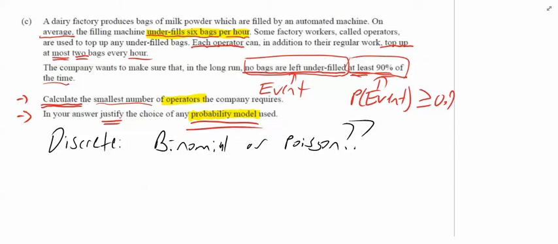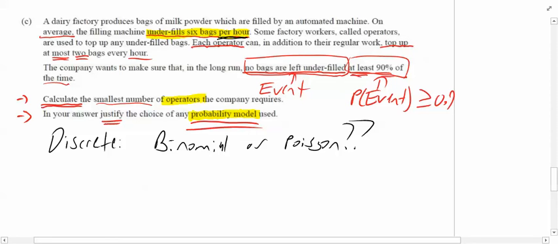Okay, so which one is it? Well, it's per hour. So we don't have a maximum number of bags we're checking, so it's per interval. So it must be Poisson. Well, it can't be binomial, can it? And we can look further into the assumptions required a bit later on, but we want to get started on this question. So let's go with Poisson.